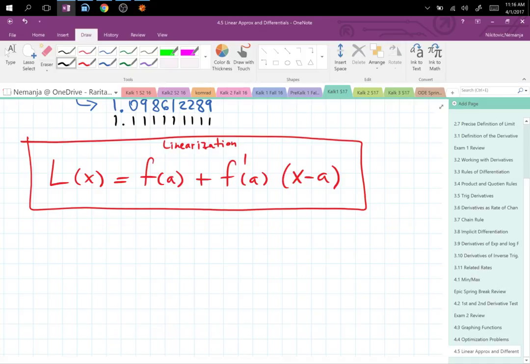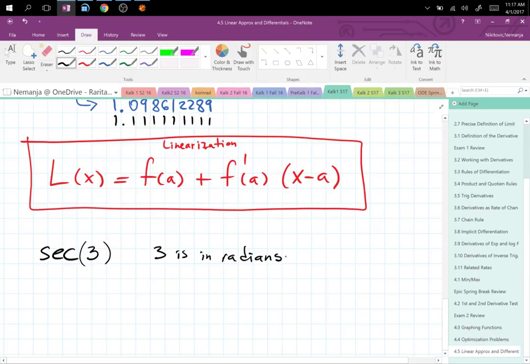Actually, 3. Well, you have to plug in the value. See, if it's 1.8, are you using degrees or radians? Radians, right? Secant of 3 radians. Okay, so how much is a secant of 3? Now, secant of 3, that 3 is in radians. I have to say that, right?